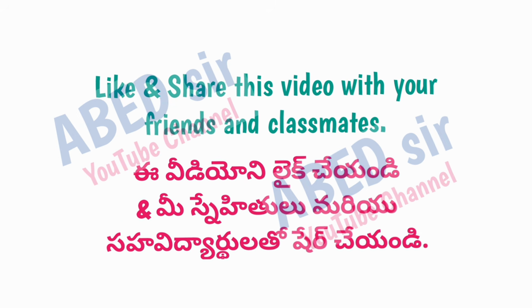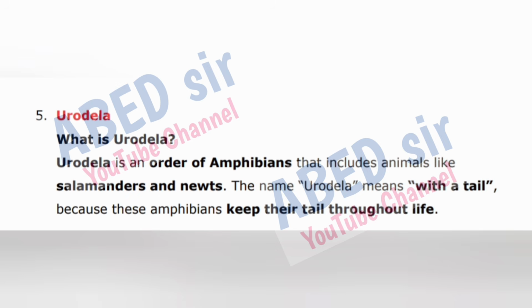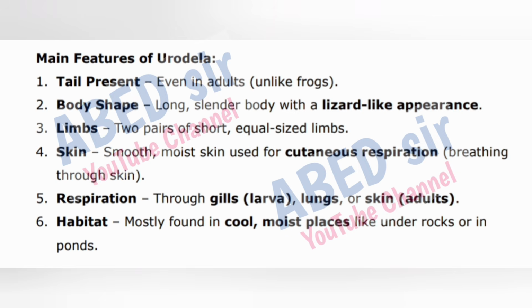Next important short question is 5. What is Urodela? Urodela is an order of amphibians that includes animals like salamanders and newts. The name Urodela means with a tail, because these amphibians keep their tail throughout life. Main features of Urodela. 1.